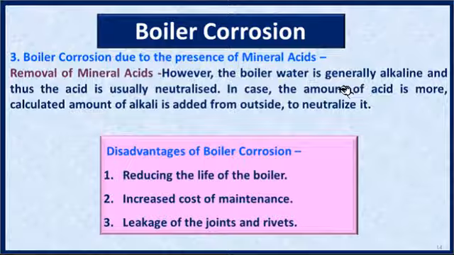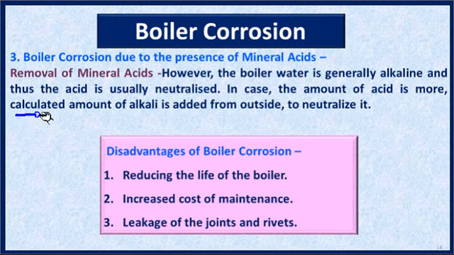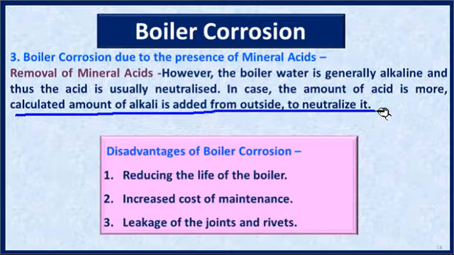For this, some calculated amount of alkaline substances can be added to neutralize the acids present in the boiler feed water. So basically, the acids can be neutralized with the bases, and in this way we can prevent boiler corrosion due to the mineral acids.